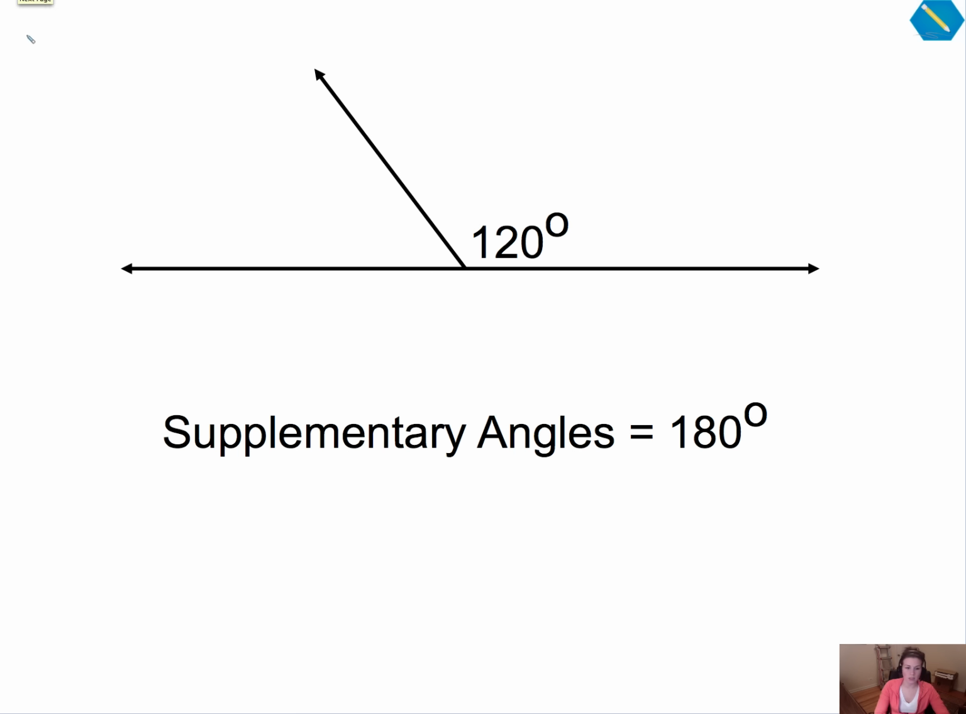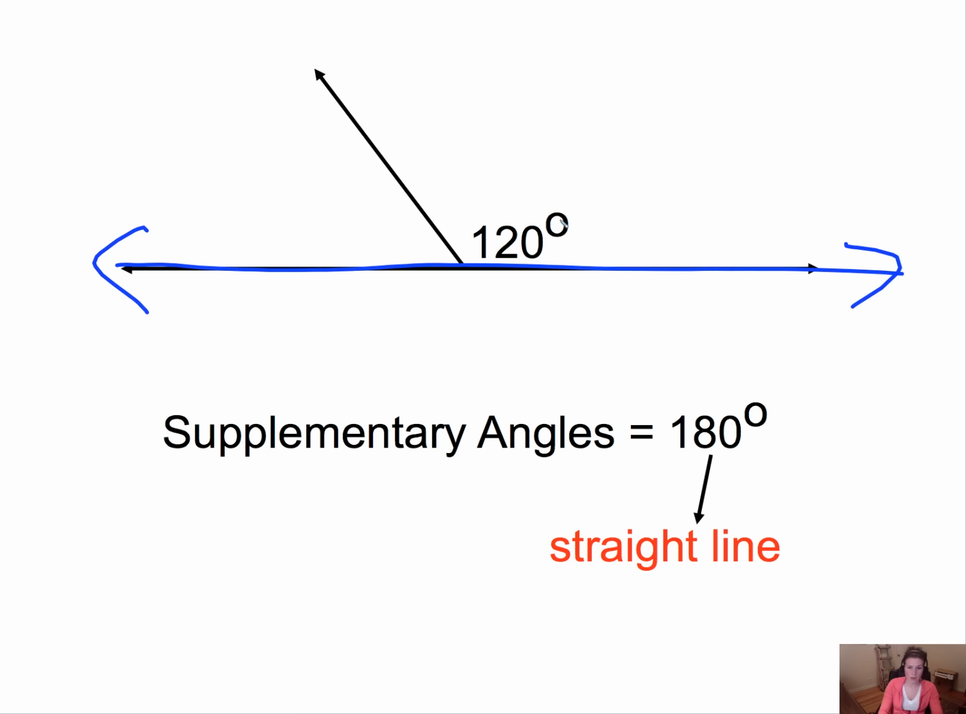Alright, next let's talk about supplementary angles. Take a look down here. Supplementary angles equal 180 degrees. And remember, 180 degrees, if you forgot, is simply a straight line. So here I have a straight line. That means that this angle and this angle combine to make 180 degrees.